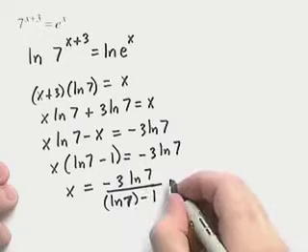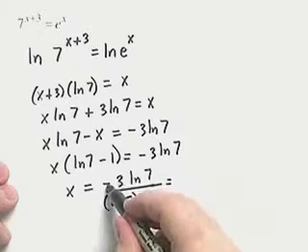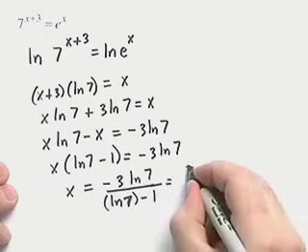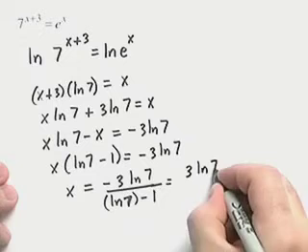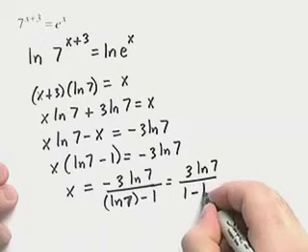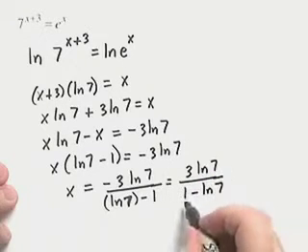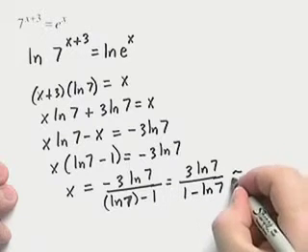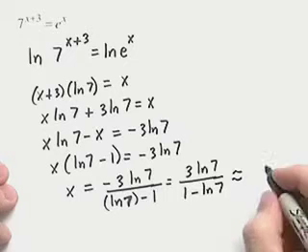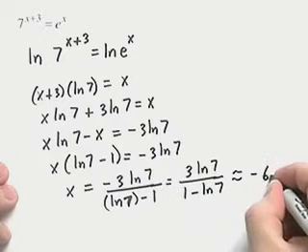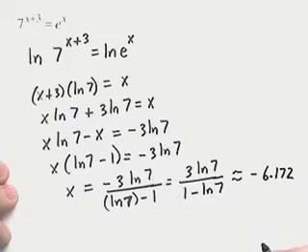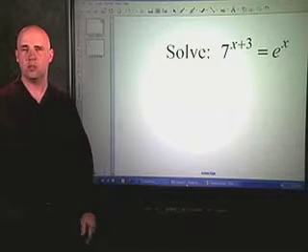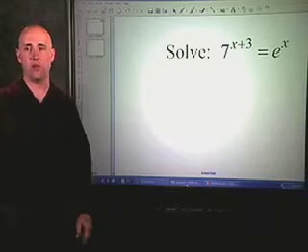We could also rewrite this in another form. Since we have a negative up here in the numerator, we could actually distribute that into the denominator and rewrite this as 3 natural log of 7 over 1 minus the natural log of 7. That also helps keep it clear that the 1 is not part of the natural log. If we do put this in our calculator, we'll get that the solution is roughly negative 6.172. Now that we've solved this exponential equation algebraically, let's move to our Smartboard interactive whiteboard and solve it using a graphing utility.